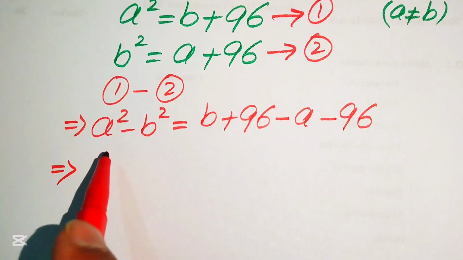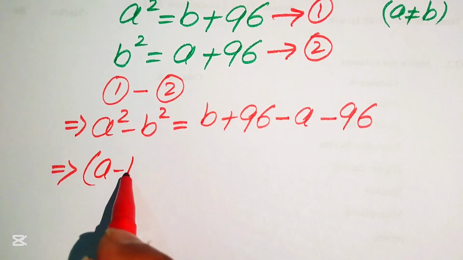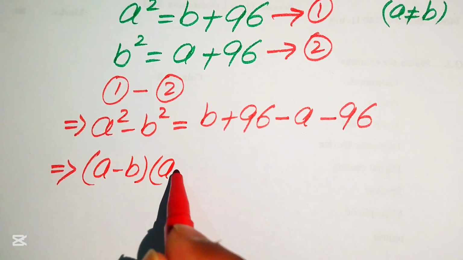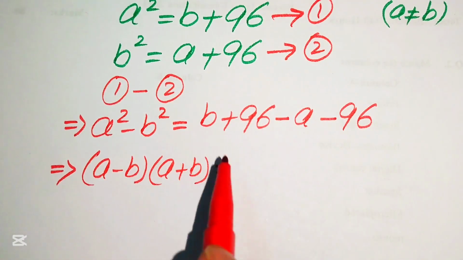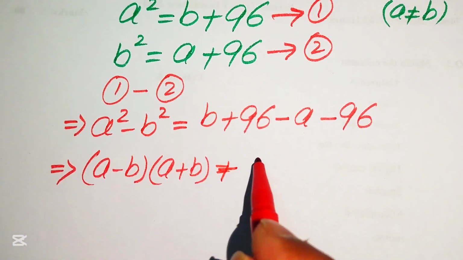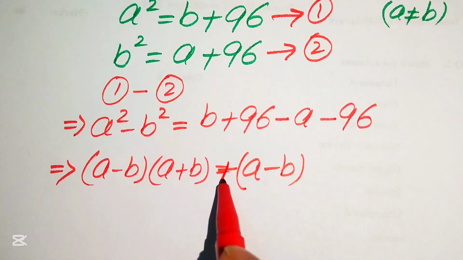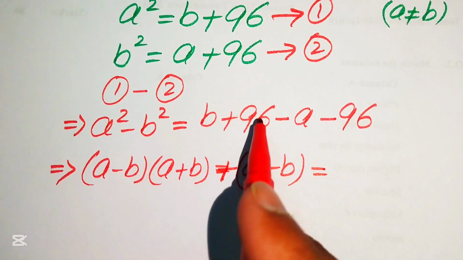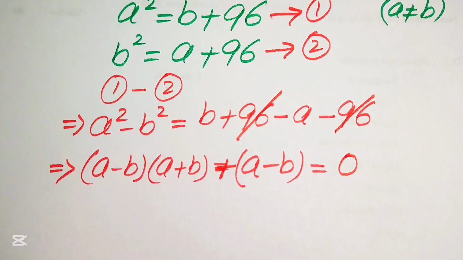So now in the left hand side we will apply this algebraic formula. It is equal to a minus b times a plus b, and here we move b and a to the left hand side. So when we move minus a to the left hand side, it becomes plus a. When we move plus b, it becomes minus b, and it is equal to 96 and 96 are cancelled by each other and we get 0.